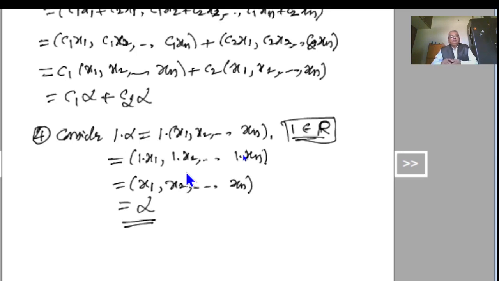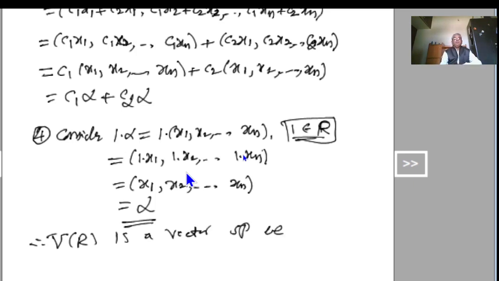So here we have proved that (V, +) is an abelian group. Second one, associative law with respect to multiplication is satisfied. Third one, both the distributive laws are satisfied. And fourth one, 1 into alpha equals alpha. So all four axioms of a vector space are satisfied. Therefore, V is a vector space over R. That is, V is a vector space over the field R.